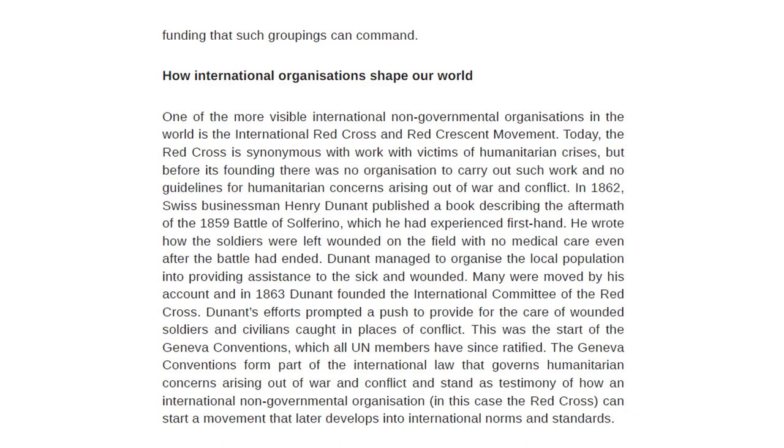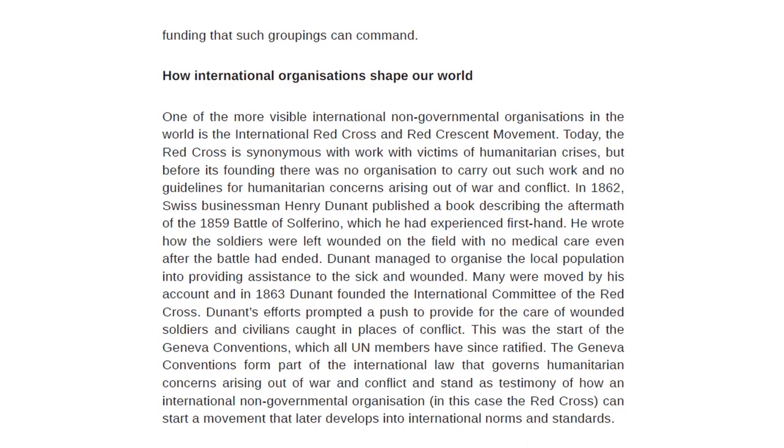And no guidelines for humanitarian concerns arising out of war and conflict. So that's like saying they didn't have a map exactly how to do things. And they did take shape. In 1862, Swiss businessman Henry Dunant published a book describing the aftermath, what happened after, of the 1859 Battle of Solferino, which he had experienced firsthand. He wrote how the soldiers were left wounded in the field with no medical care, even after the battle had ended. So imagine that, before the Red Cross, doctors and physicians are not out there helping wounded people. They just left them lying on the field to die. A long, slow, bloody death.